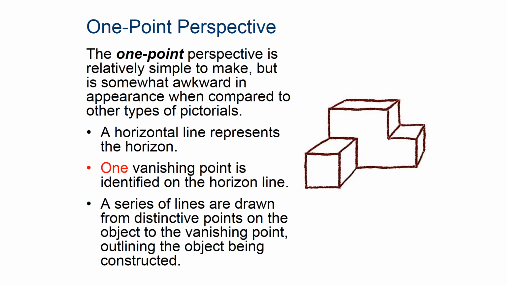The 1-point perspective is relatively easy to make, but it's kind of weird, awkward in appearance when you look at it versus the other types of pictorials. There's a horizon line that represents the horizon. There's one vanishing point that is on the horizon. Then a series of lines are drawn from particular points on the object to the vanishing point. That is terrible sketching on my part, but I'm using a mouse, so get over it.